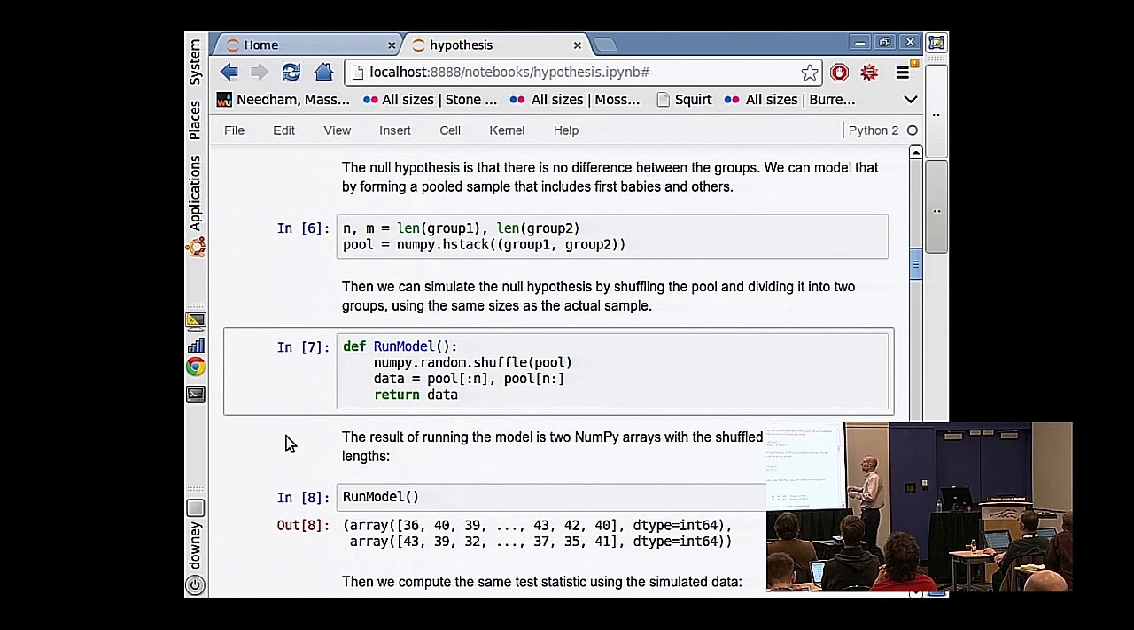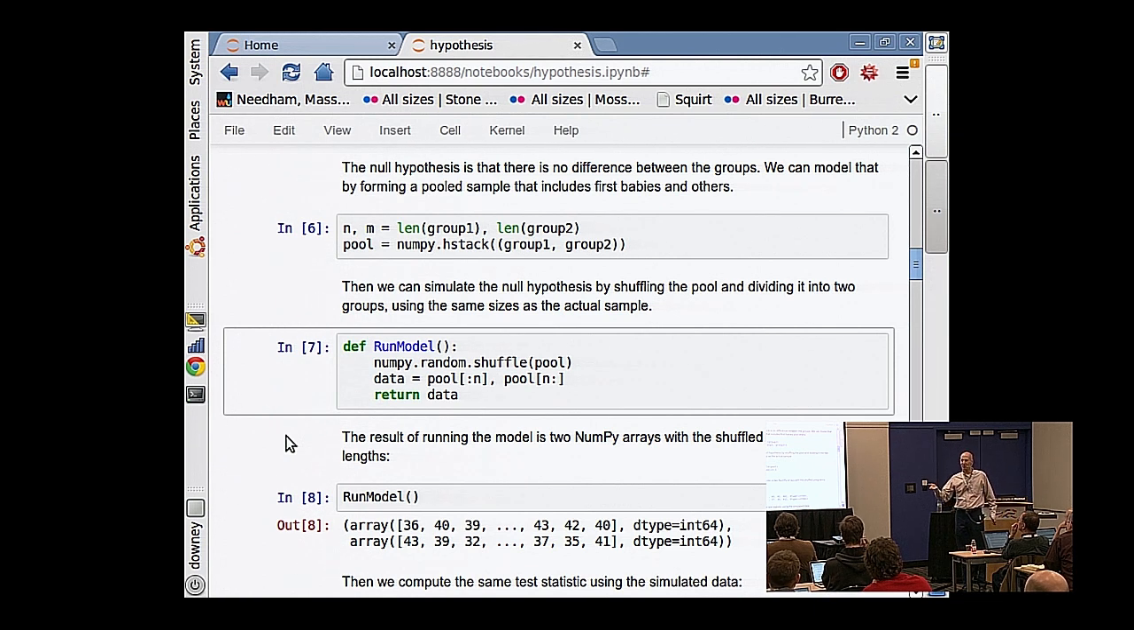And then when I want to run the model, so the null hypothesis is a model of a counterfactual world where there is no difference between these two groups. And now I want to simulate an experiment where I go and I measure, let's see, n first babies and m other babies. And I'm going to do that by taking my pooled distribution and taking a random split. I'm going to split them up randomly by shuffling them and then just selecting out the first n of them and the last m of them. Okay, and this is called a permutation test. The reason is shuffling, the mathematical term for shuffling is permutation.